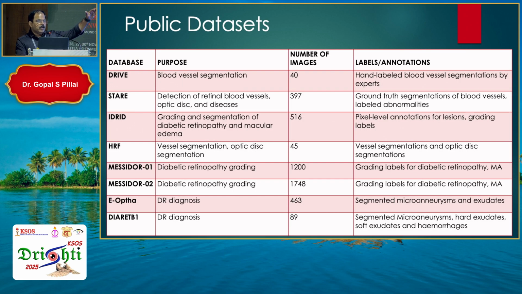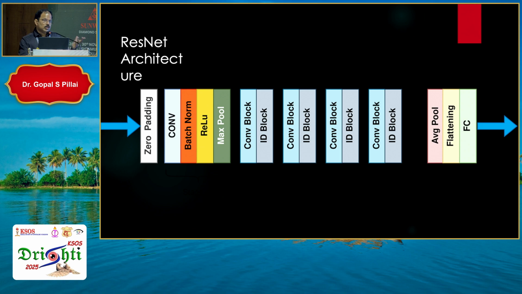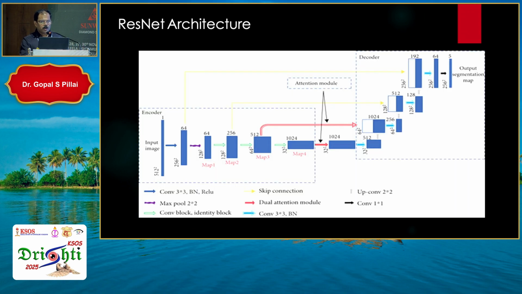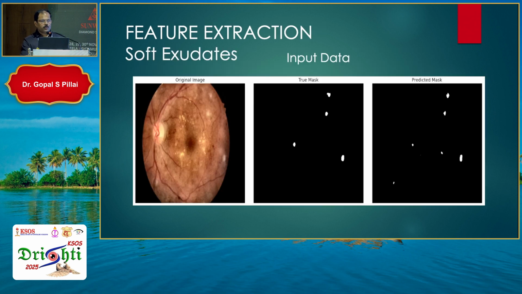So these are the publicly available datasets at the beginning of our study, basically by about 2021, and these were the segmentations that we did. And we used a modified ResNet, which we developed. We did feature extractions from hard exudates, soft exudates, hemorrhages, and optic disc, and quantified them with the possibility of coronary artery disease and stroke in these patients.